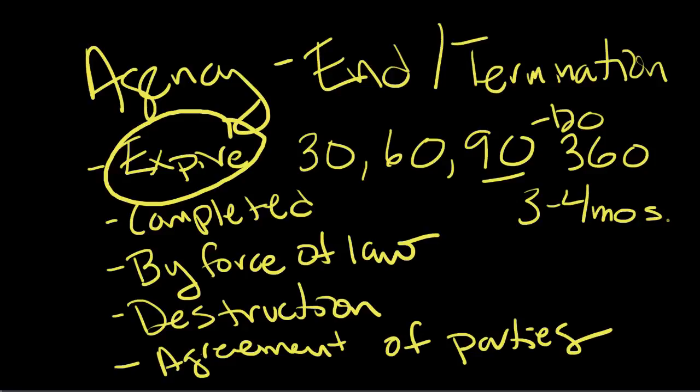The next one is if you sell it, or lease it for that matter, when you've completed and accomplished your task. The next one is by force of law. Either there's been some type of change in the law relative to the agency you've provided, or you lost your license, that type of thing, and so by law you're not capable of entering into the transaction anymore. The next one, of course, is if the property, by some awful fate, was destroyed, then agency would have been terminated at that time. And lastly, the good old agreement of the parties.